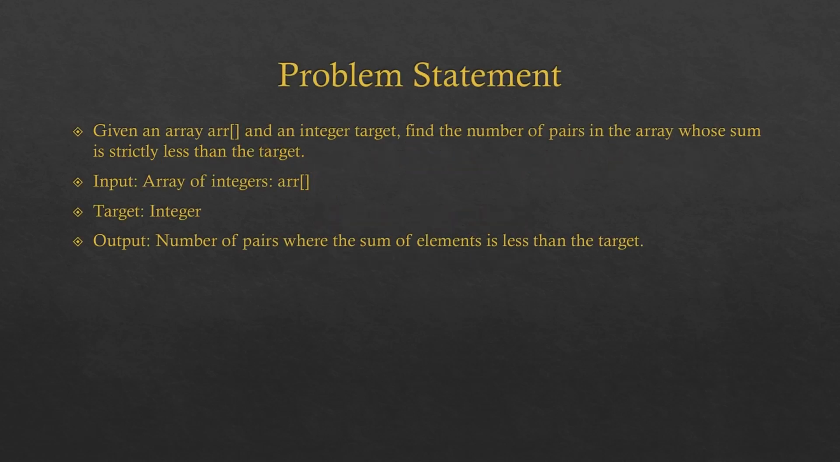The problem we are solving today involves an array of integers and a target number. Our task is to find how many pairs of numbers in the array have a sum that is strictly less than the target. This is a common type of problem in algorithm design, and we will discuss the approaches to solving it.